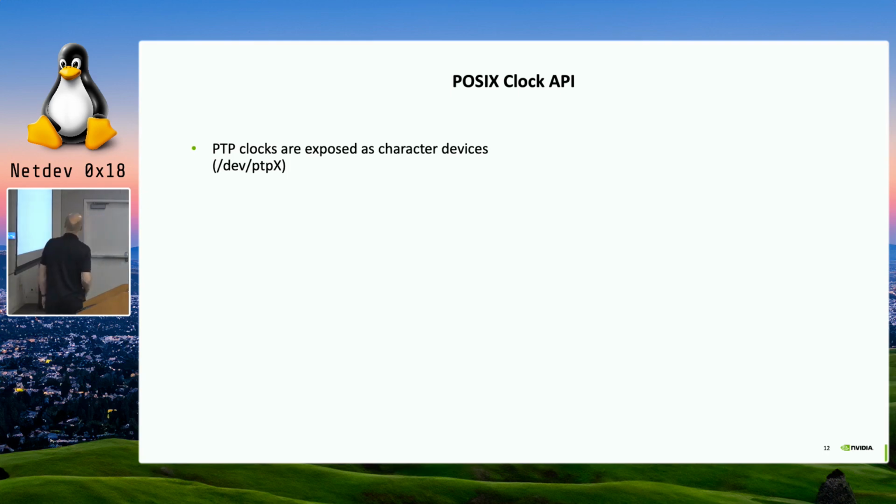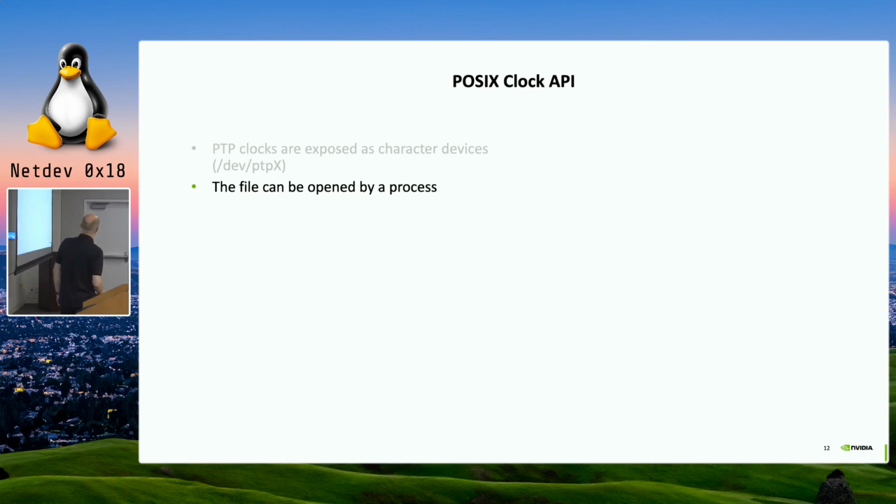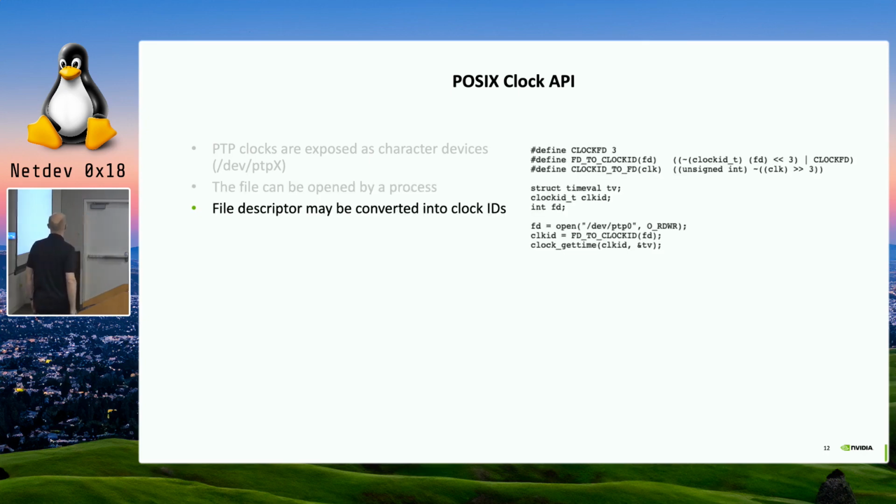So yeah, the PTP clocks are exposed as character drivers in /dev/ptpX, where X is the number of the given clock. The file can be opened by a process, obviously, and the file descriptor, with those magical macros, can be converted into clock IDs. Because if you want to use the POSIX APIs, so clock get time, clock set time, clock adjust time, you need to work on the clock ID. So you need to implement this macro in your code so that you convert the file descriptor that you get from opening the file into the ID of the clock that you pass into the APIs.